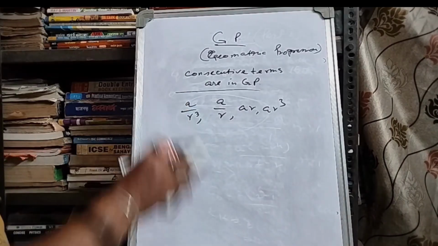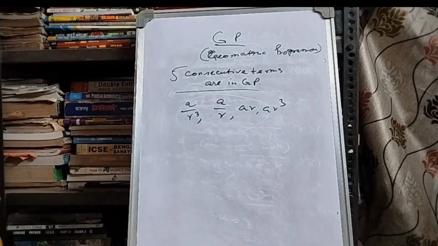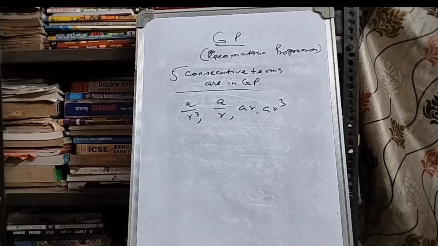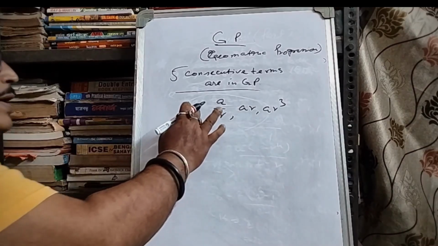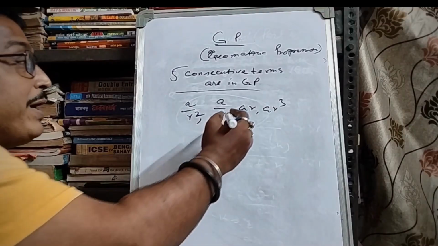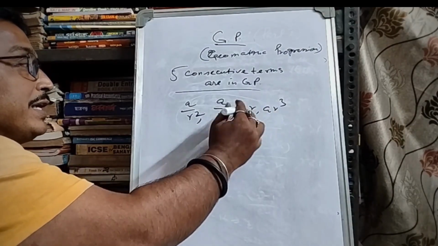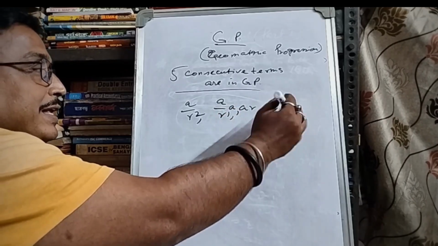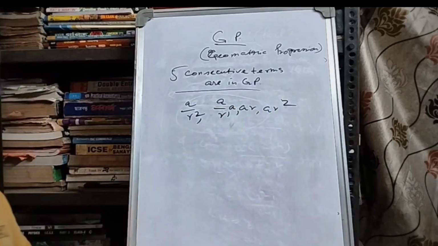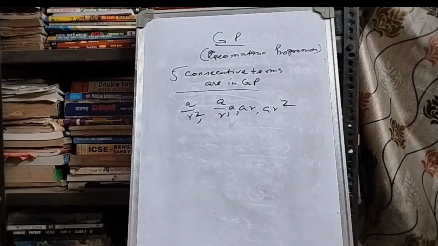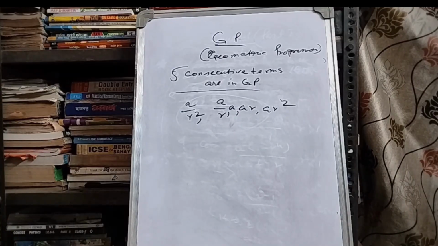When there are 5 consecutive terms, a by r square, a by r, a, ar, and ar square. These 5 will be taken as the 5 consecutive terms in GP.